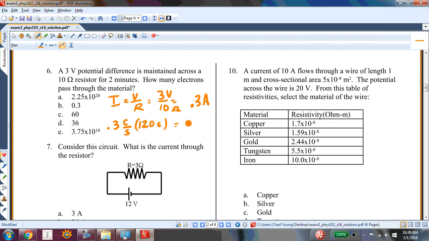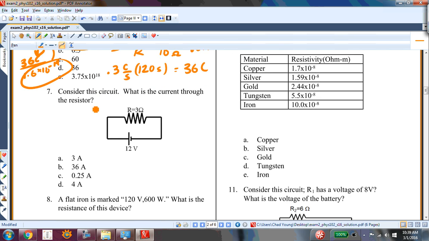What's that going to be? 36 coulombs. And then, 36 coulombs, I want to convert that into electrons. So I would say 36 coulombs divided by 1.6 times 10 to the minus 19. Let's see what that is. It's either A or D. 2.25 times 10 to the 20th, so A is the right answer. This just tells you how many electrons make up this charge of 36 coulombs. So A is number 6.